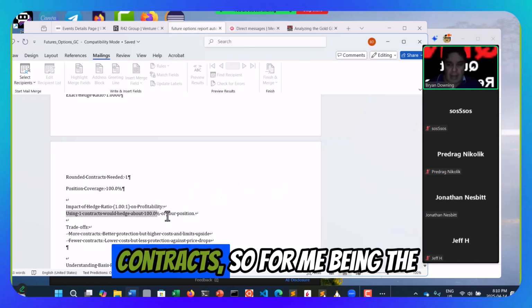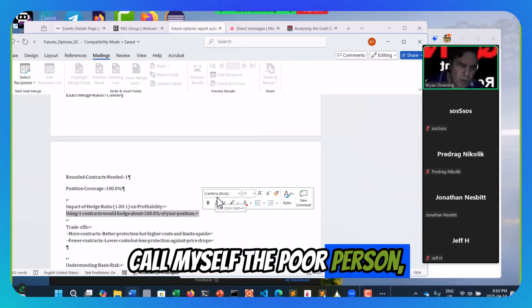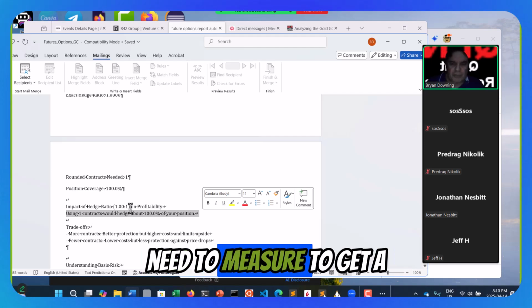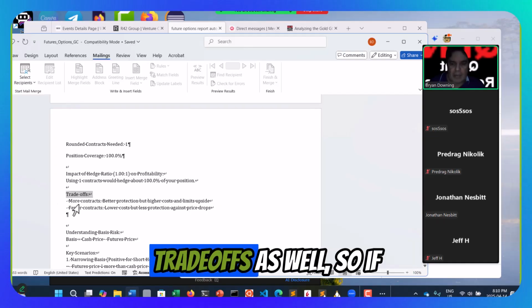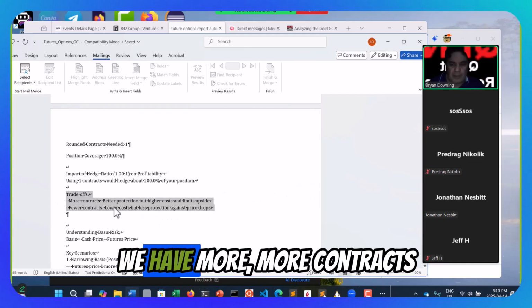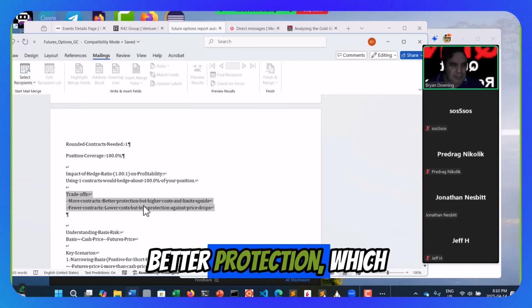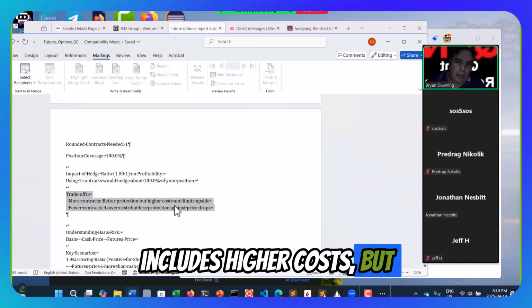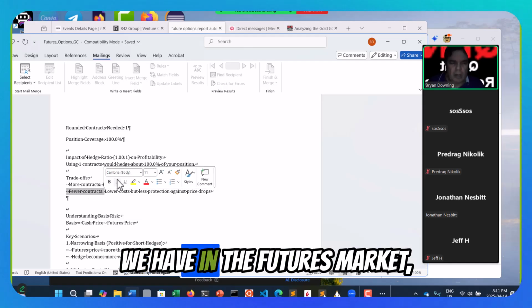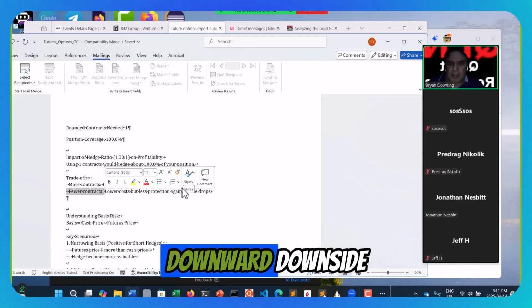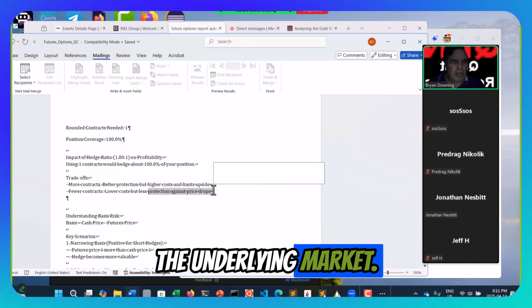How many contracts? So for me, calling myself the poor person, how many contracts would I need to get 100% of that position hedged? And then we have different trade-offs as well. If we have more contracts in the futures market, we have better protection, which includes higher cost, but it limits the upside. Or the smaller the amount of contracts we have in the futures market, we are lowering our downside protection if the price drops in the underlying market.